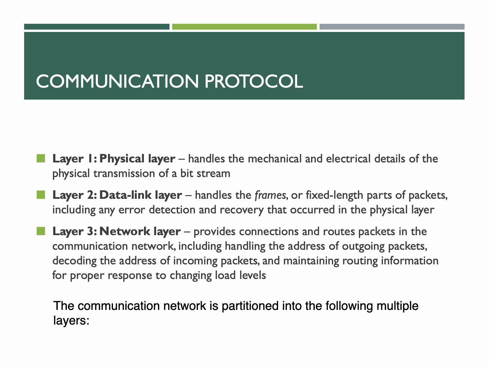So, third, we have network layer. Here's where things get more intelligent. So, the network layer is responsible for routing. It determines how data packets travel from the source to the destination across complex networks. It deals with IP addresses, handles incoming and outgoing packet addresses, and manages routing information to respond to changes in network traffic.